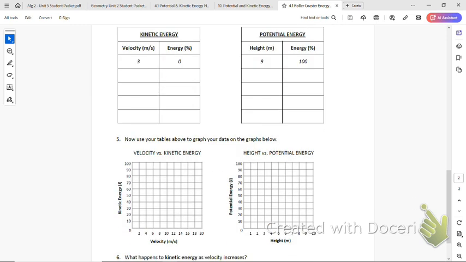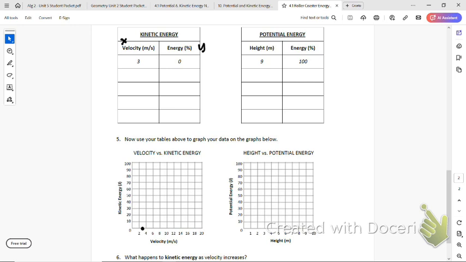Once you've gotten those tables made, you'll use the tables to graph velocity versus kinetic energy and height versus potential energy. So like for this 3-0, velocity is on the bottom. That's like your X value. Your energy is on the Y-axis. So 3-0, they did number these by 2s, so be careful. Go over to 3 and put a dot in the middle.